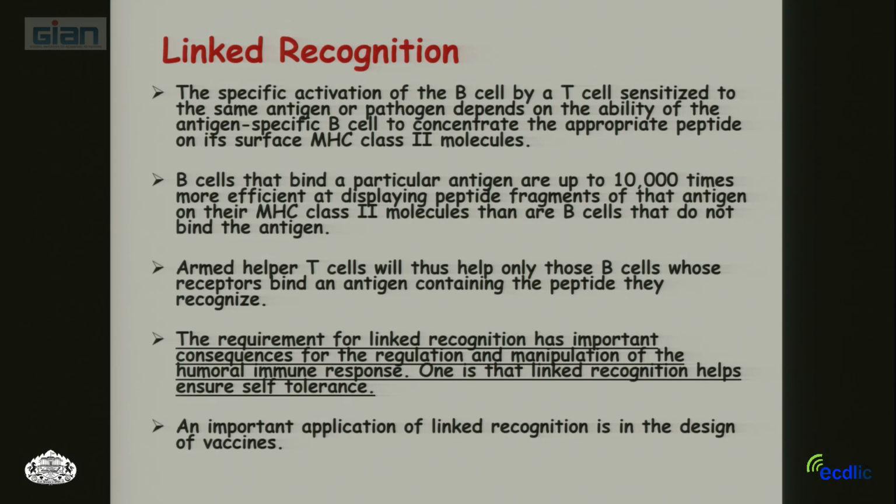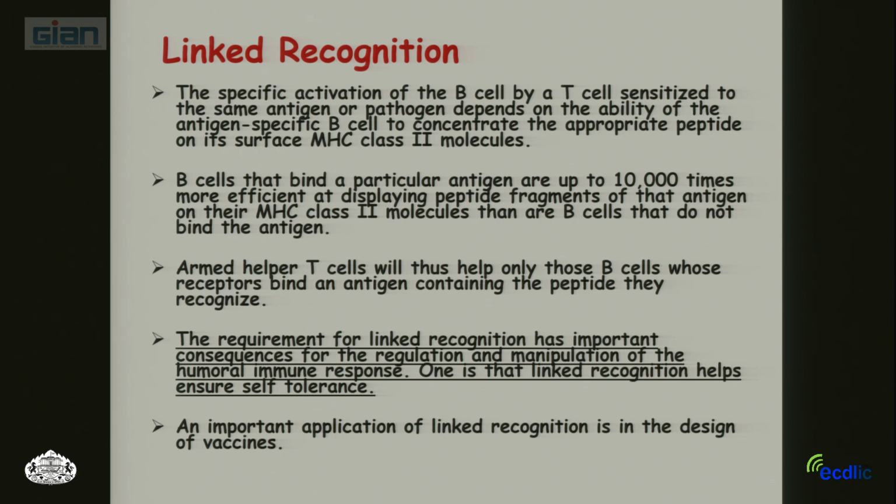So the specific recognition of B cells by T cells sensitized to the same antigen or pathogen depends on the ability of antigen-specific B cells to concentrate the appropriate peptide in their MHC class II molecule. It has to be presented in context with MHC class II. B cells that bind to a particular antigen are up to 10,000 times more efficient at displaying the peptide fragment of that antigen on their MHC class II molecule than B cells that do not bind to that antigen. So that gives the specificity. Armed helper T cells will help those B cells whose receptor binds to antigen containing the peptide they recognize. That's the dual recognition or linked recognition which we are talking about.